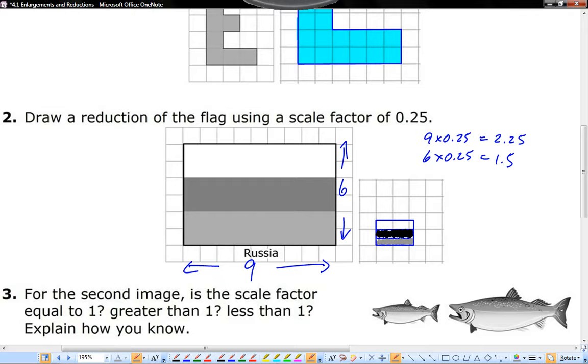Of course, the actual Russian flag, I think, is white and red and blue. I'll have to Google that one later. Okay, so there we go. These are just rough calculations that I needed to do in order to get those sizes correct. You can see this is our reduction of the original.